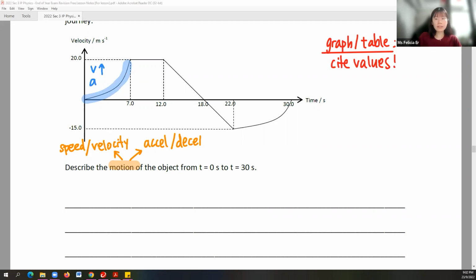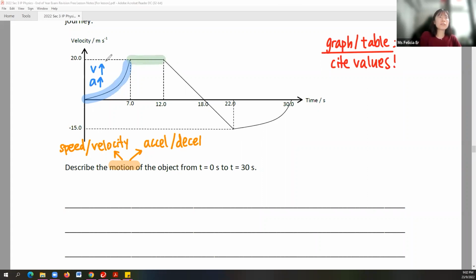Next, what happened to the acceleration? Can I have some answers? How do you tell acceleration in a VT graph? You look at the gradient. Yes, thank you, Shannon. The gradient is increasing, that's why the acceleration increases. Thank you, Faith, too. Can you follow and write it down? Moving on to the second section.